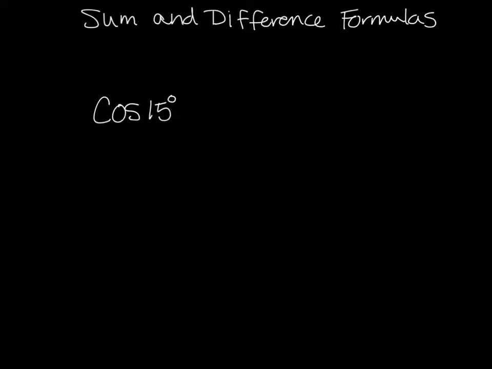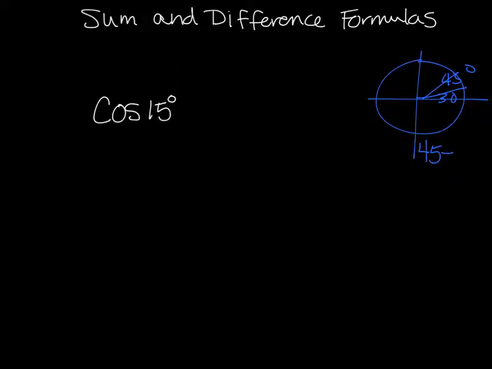Now you should have a formula sheet, so I'm not going to write the sum and difference formulas on here. But here's the thing. See, 15 degrees, that's an angle that's not on the unit circle. But if we look at the unit circle, we have 30 degrees and we have 45 degrees. And if you notice, if I take 45 minus 30, we get 15. That's a big deal for us. See, we're going to do that all the time. We're going to take all these angles that are on the unit circle and we're going to subtract them or add them and see if we can get that angle that we're looking for.